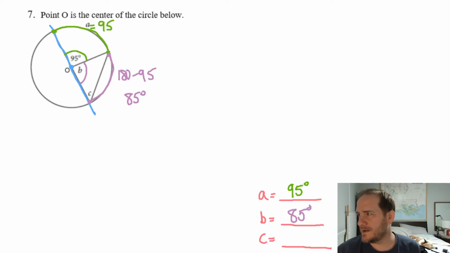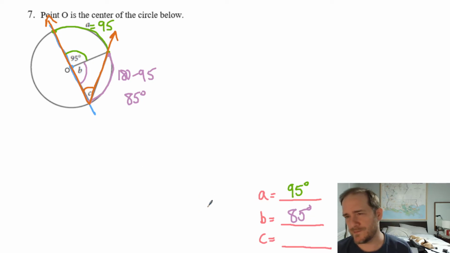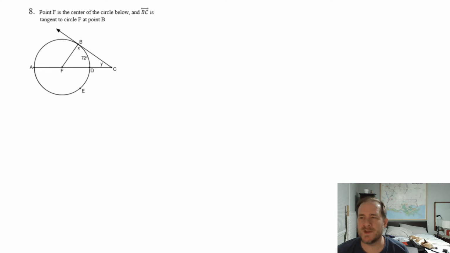And then finally, C is actually an inscribed angle. So now we're back to the rule where inscribed angles are half of the arcs that they cut. So C is going to be half of 95, which doesn't come out cleanly, but that's fine. Half of 95 would be what? 47.5? That seems right. So that's 7. Moving on. 8.